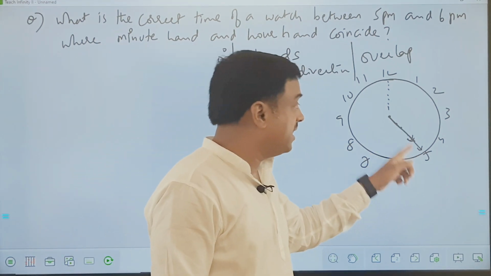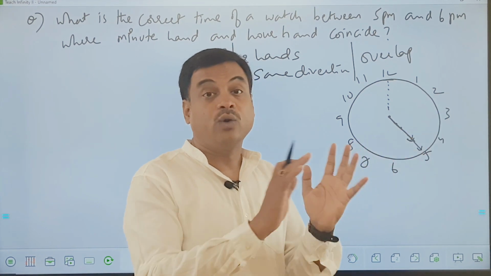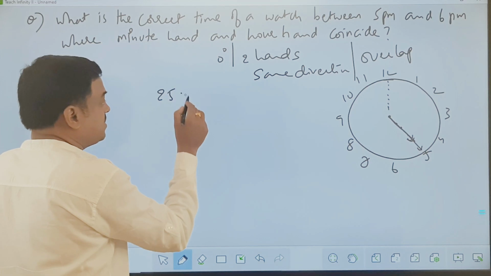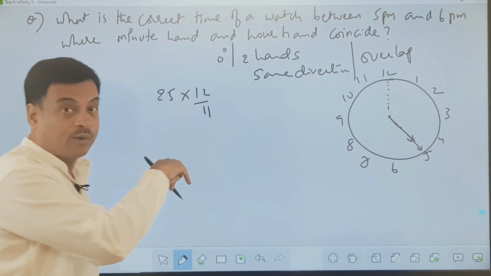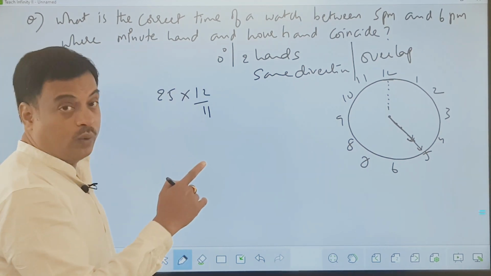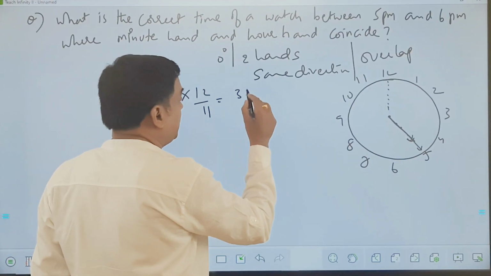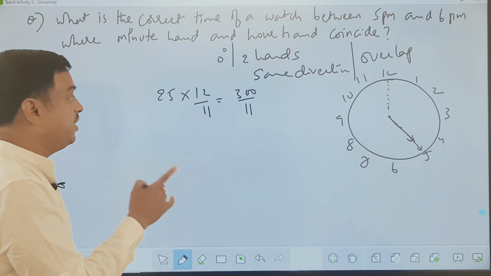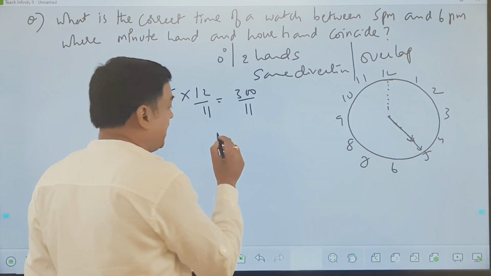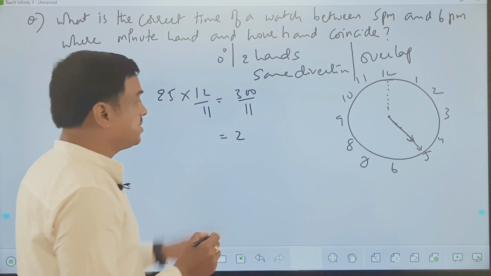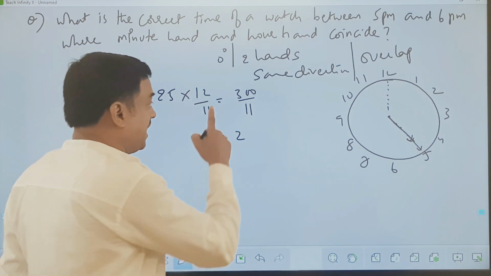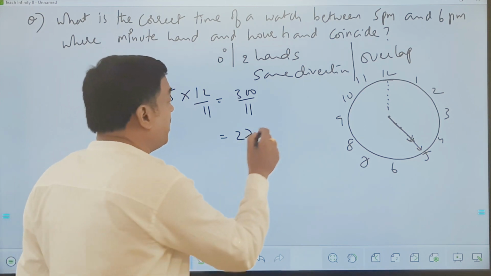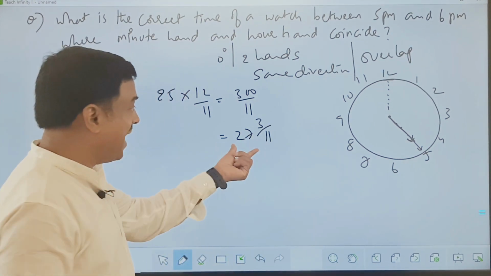So now please understand, the minutes hand has to travel somewhere around 25 minutes for that. So what I do here, 25 minutes multiplied by 12 by 11, like in a previous problem we did. Now 25 into 12 is 300 by 11. If I divide, 2 times 11 is 22, gone out of 30, 8 is left, 7 times 11 is 77, and then your remainder will be 3 upon 11. So this is the accurate time.